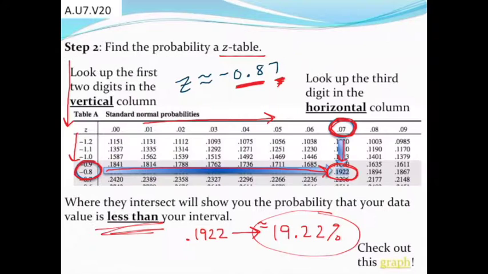In our next couple of videos, we'll take a look at what to do if you aren't looking for less than, what to do if you're looking for more than, or in between. But if you are looking for less than, it's just going to be that number you find in your z-table where your column and row intersect right there.